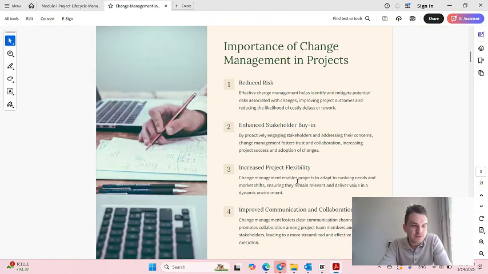Why change management is important? You reduce your negative risk by being able to respond quickly, by being prepared to change. You mitigate potential negative risks associated with changes. You improve project outcomes and reduce the likelihood of costly delays of rework.